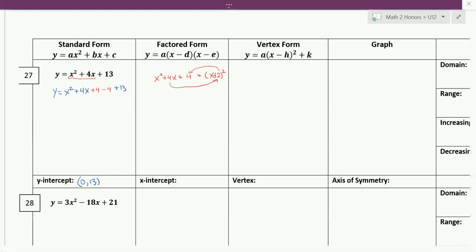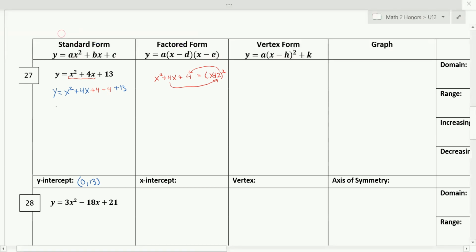And then I continue on and factor just the first 3 terms. That becomes my x plus 2 squared. And then negative 4 plus 13 is going to be positive 9. So that's what you want to give for vertex form: x plus 2 squared plus 9. And so our vertex is negative 2, 9. Axis of symmetry is x equals negative 2.